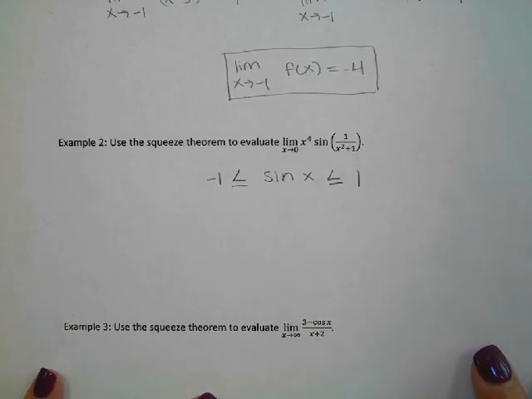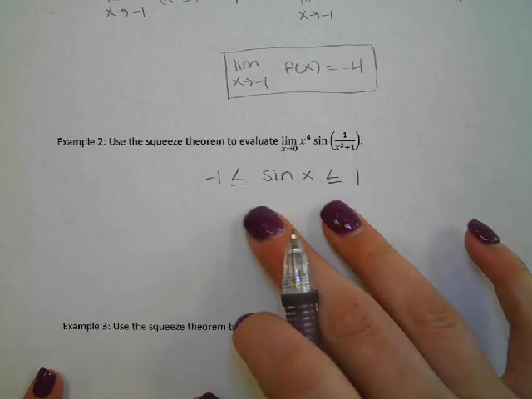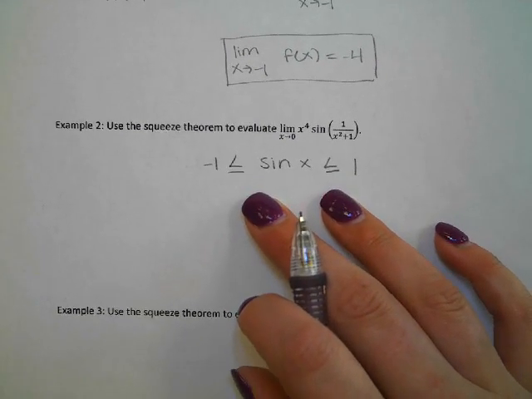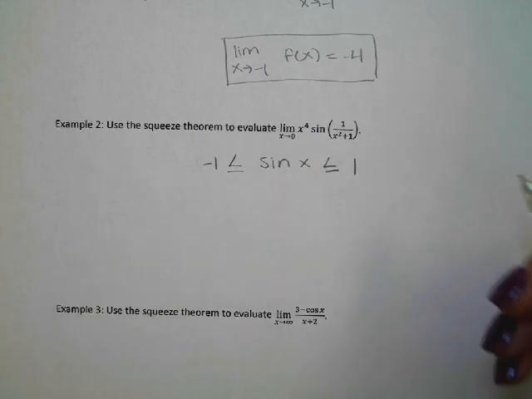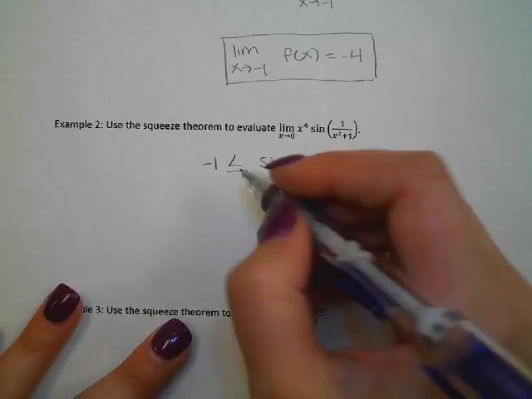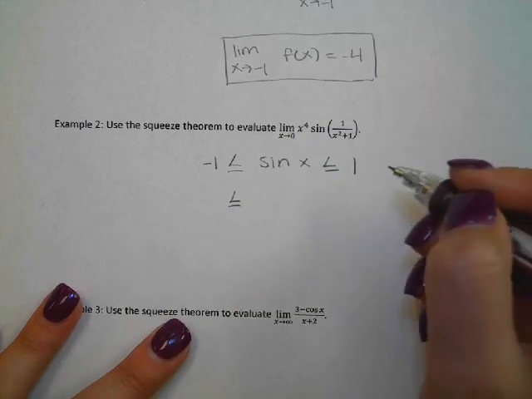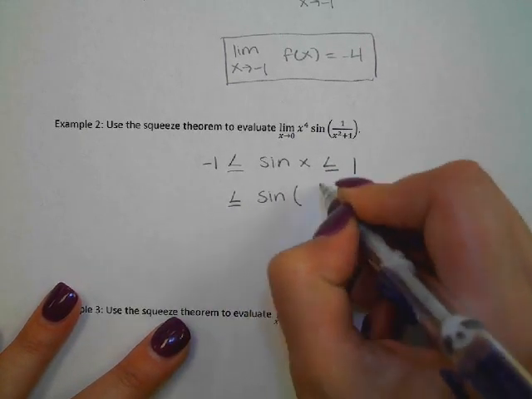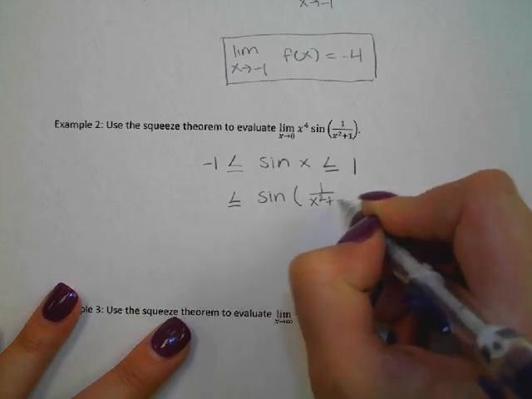And this is an example I'd say you're going to do a lot of problems just like this, okay, if you're coming up with the function on your own. So sine of x jumps between -1 and +1. Now, it doesn't matter what I plug in for x. I can plug in anything. So I'm going to say sine of 1 over x squared plus 1.